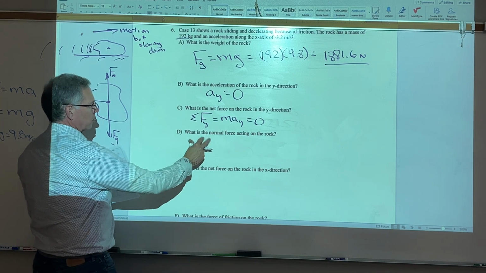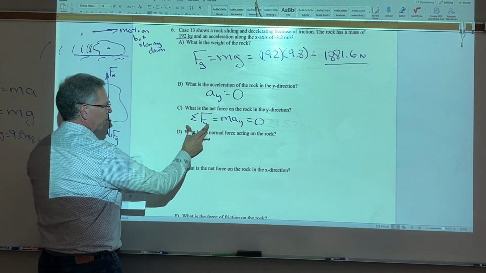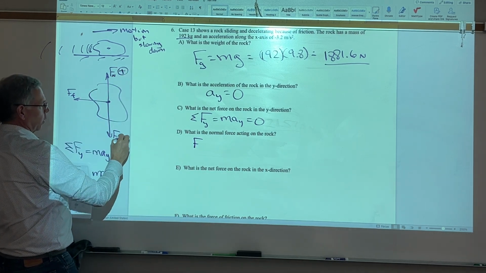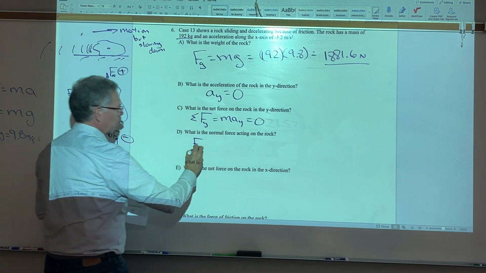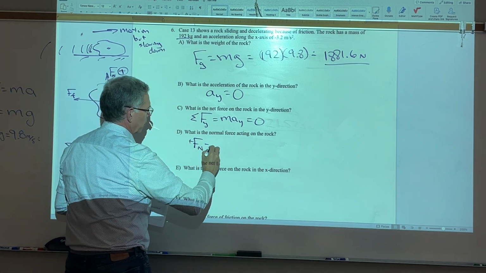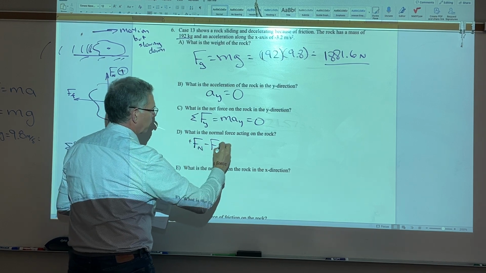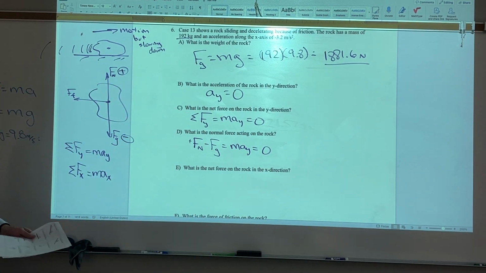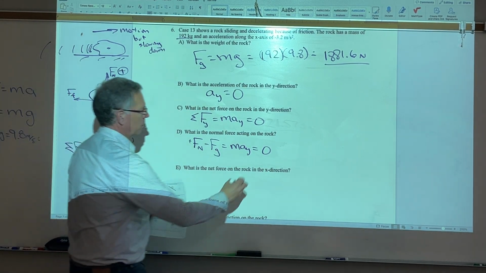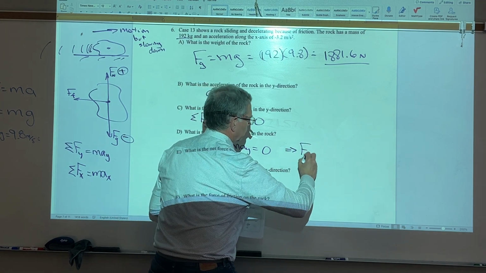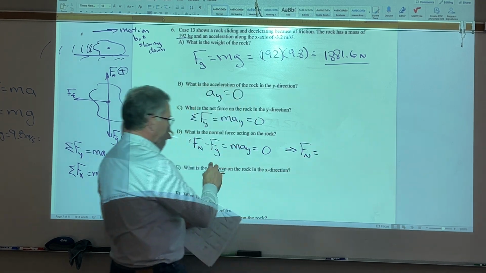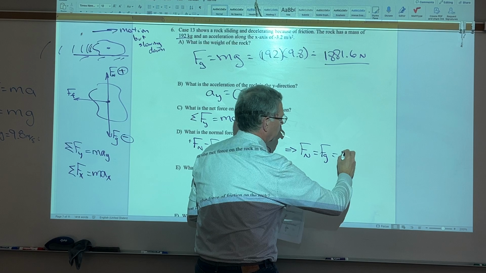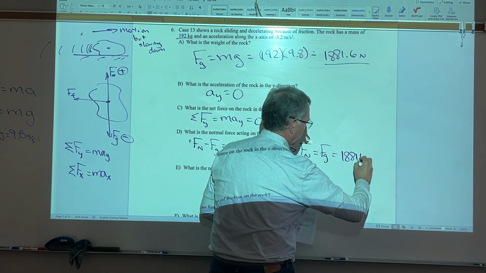Part D, then: what is the normal force? Looking at just the left side, the normal force is up, so that's my positive force. Weight is acting down, that's my negative force. So positive normal force minus force of gravity equals 0. What's my normal force equal to? If I add the force of gravity to both sides, it equals the force of gravity, so 181.6 newtons.